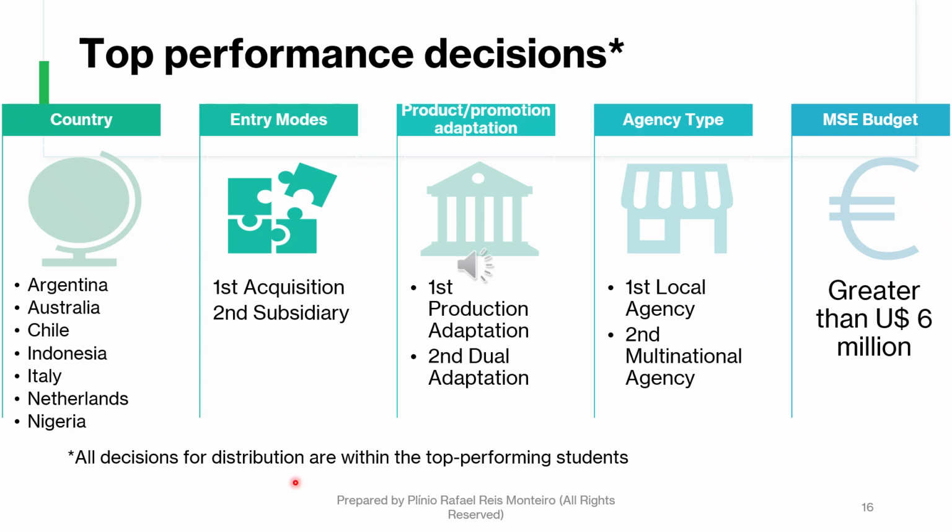Then product and promotional adaptation. We have product adaptation providing the highest score, followed by dual adaptation in this case. Then we have the agency type. The first position was achieved by students that used a local agency, and the second position by multinational agencies. And finally, for the budget, students, generally speaking, that used more than $6 million for budget achieved the high performance decisions.